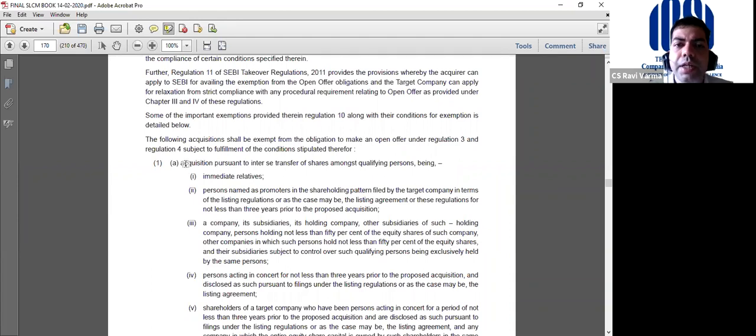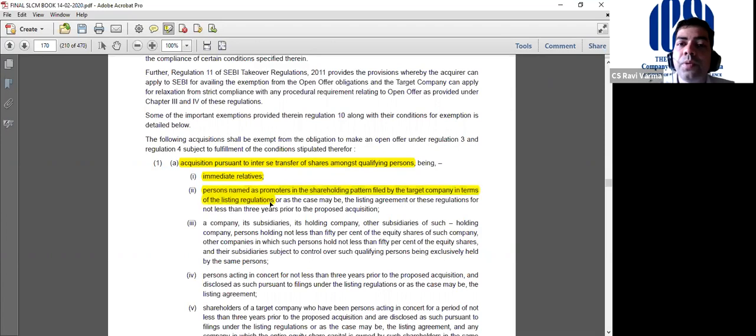Say, for example, there is a transfer of shares, inter-se transfer of shares between immediate relatives. Say, for example, I am giving to my immediate relative. I am holding 30%. I am giving to my relative 30%. Now you will say, sir, takeover trigger because 25%. I will say, boss, my relative is as good as I am holding. So it is not required.